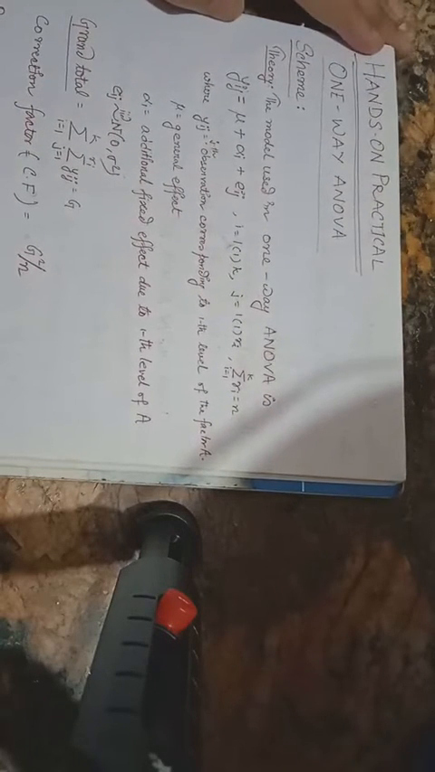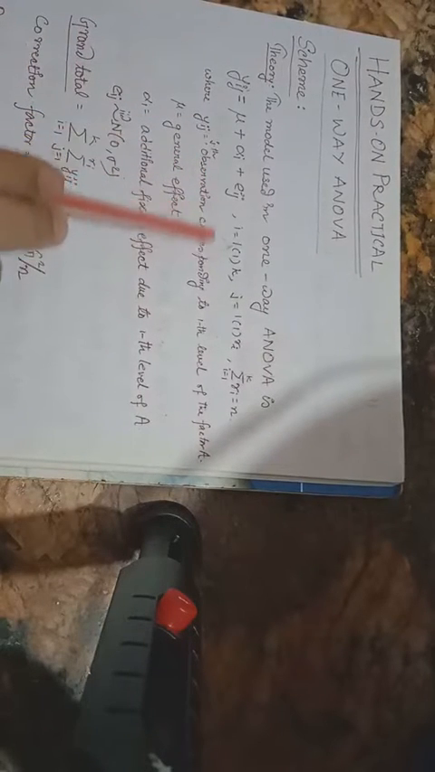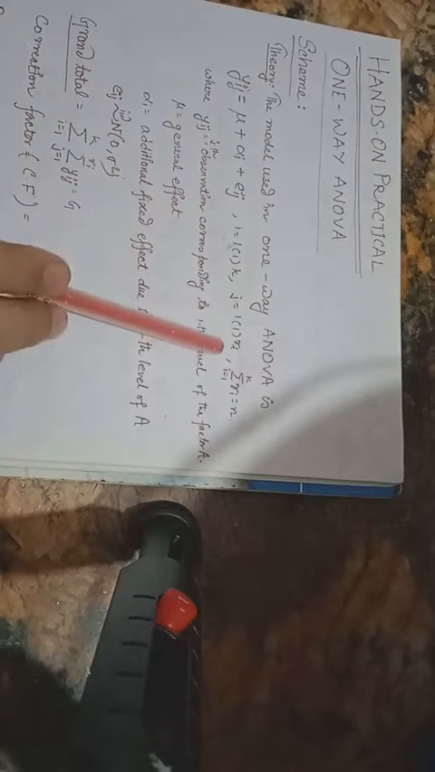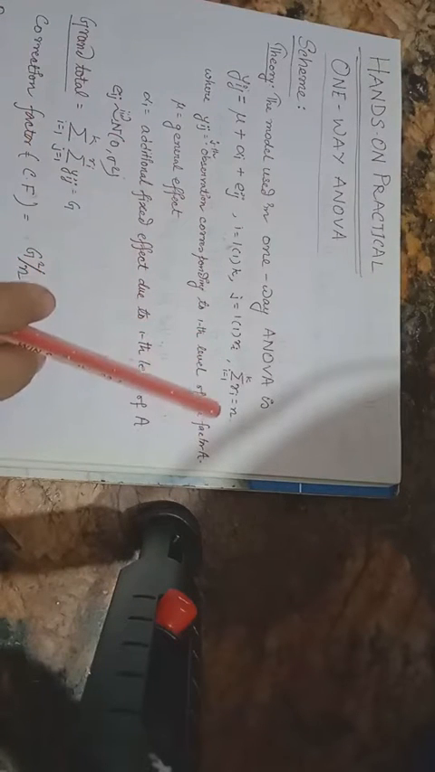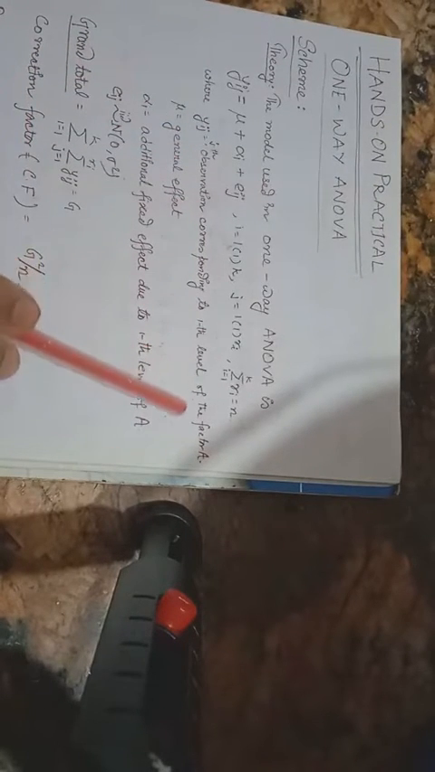The model used in one-way Anova is yij equals mu plus alpha i plus eij, where i equals 1 to k and j equals 1 to ri, and summation ri is n. That is, we have totally n observations given, where yij is the jth observation corresponding to the ith level of the factor A.